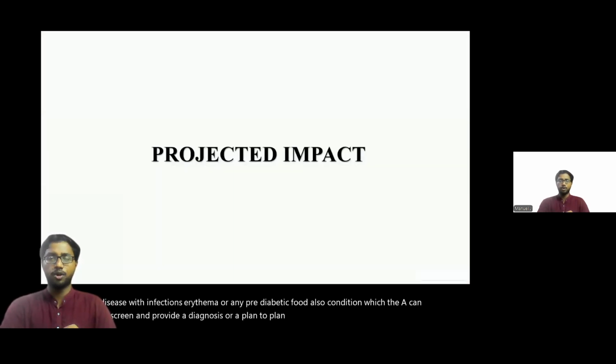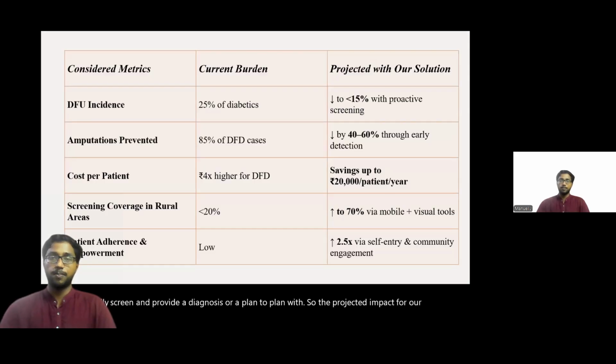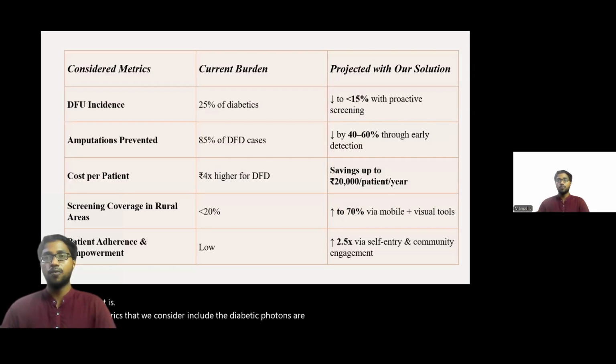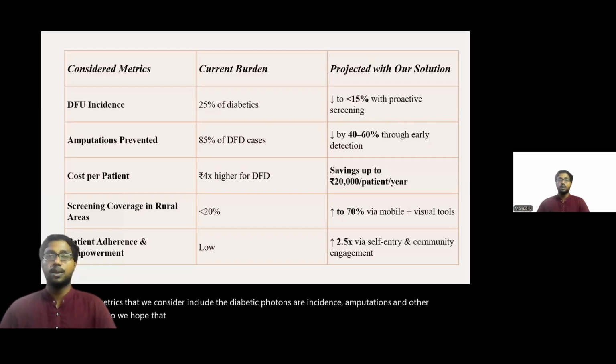The projected impact for our project: the metrics that we consider include diabetic foot ulcer incidence, amputations, and other things. We hope that with our solution, the diabetic foot ulcer incidence will decrease by around 15% with the proactive screening tool that we have come up with. Costs for patients are going to reduce a lot. The screening coverage is going to be high because we are using only mobile and visual tools. The current screening rate is less than 20%, and it might increase to around 70%, which is what we are aiming for.